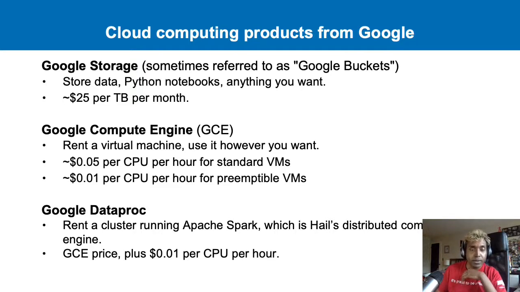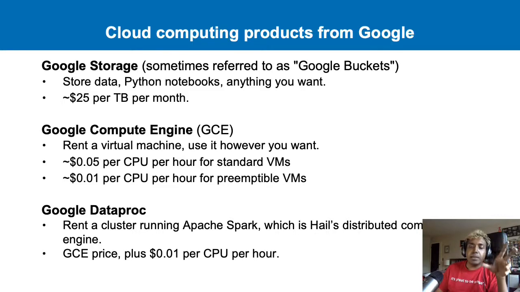VMs would be virtual machines. So the standards would be about 5 cents per hour and preemptibles would be 1. And this is another nuance when you think about the Compute Engine of standard versus preemptible, even when you're thinking about creating clusters using Dataproc, which is the next thing that we're going to talk about.